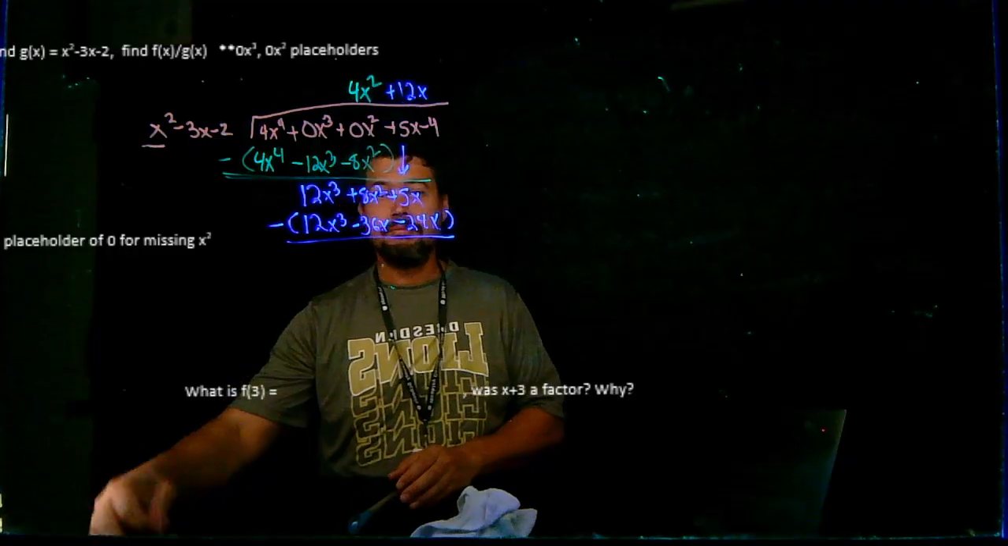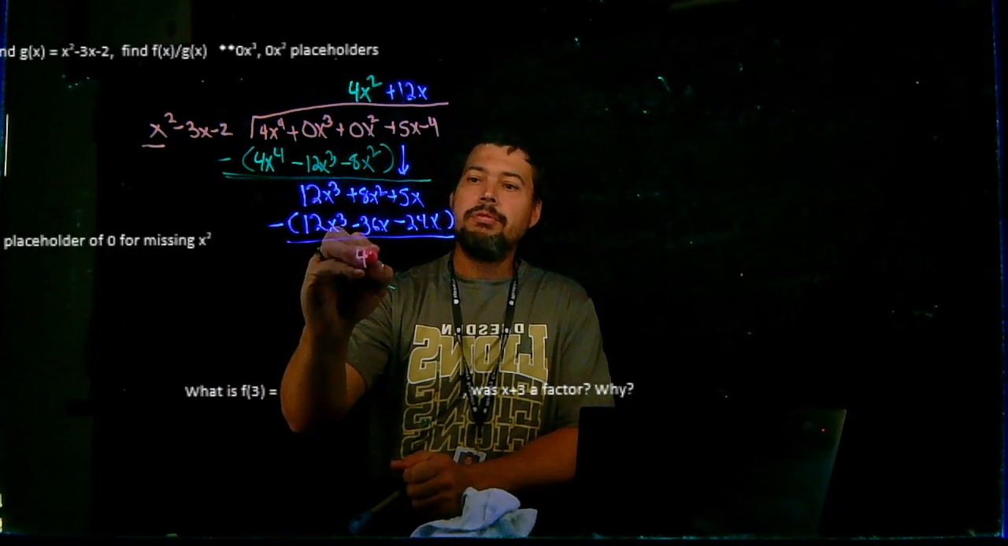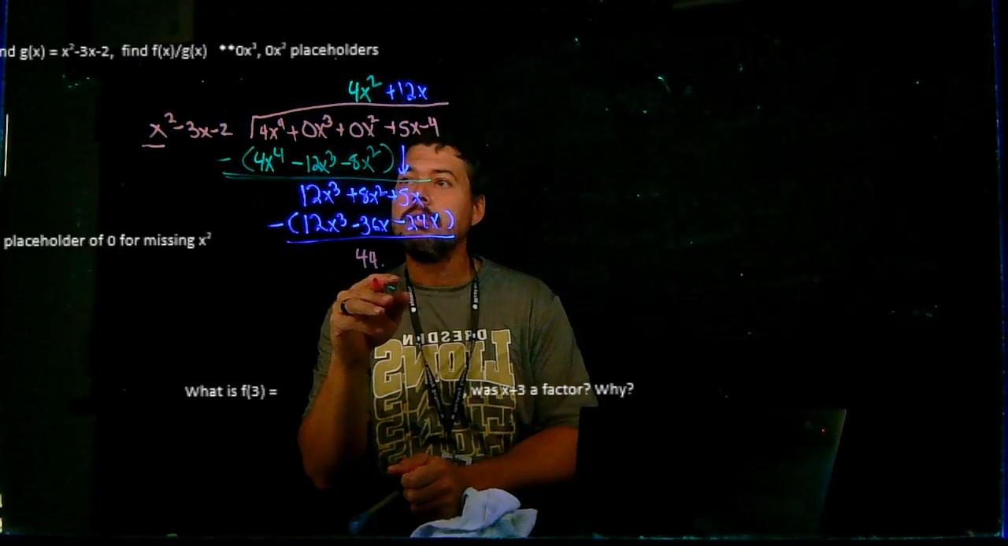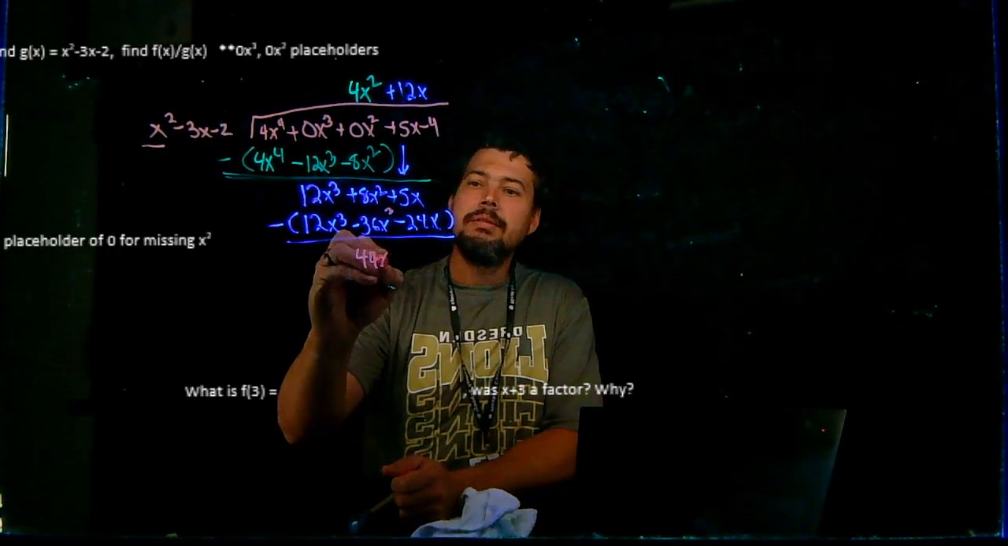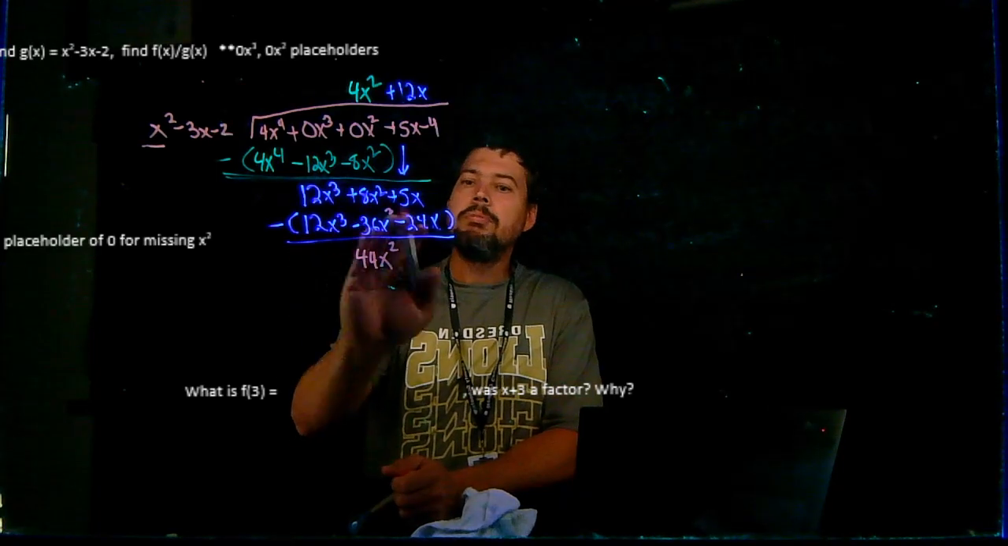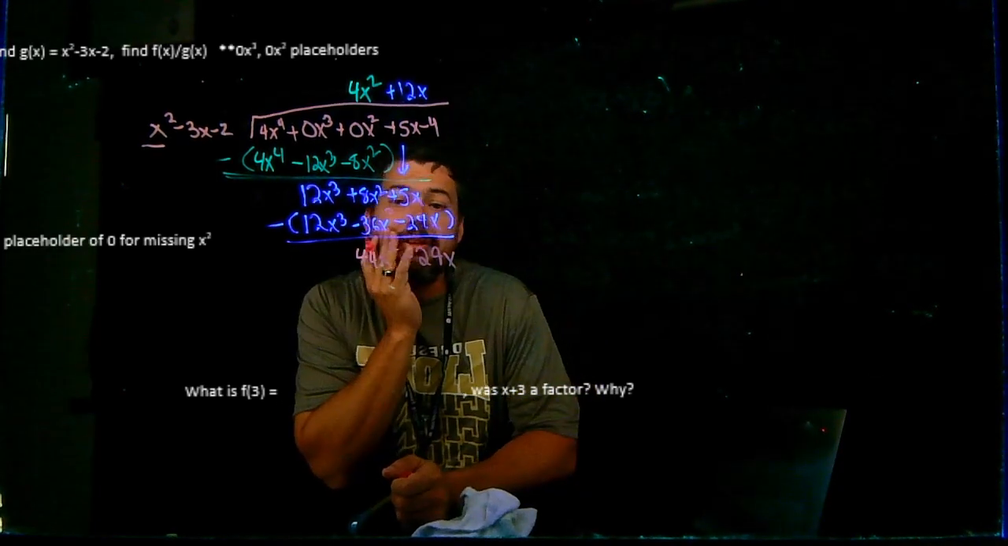Moving forward. This is 8 plus 36, which is 44. Did I make a mistake? That's supposed to be a square. 44x squared. This is 5 plus 24, which is 29x. And yeah, there's another line.